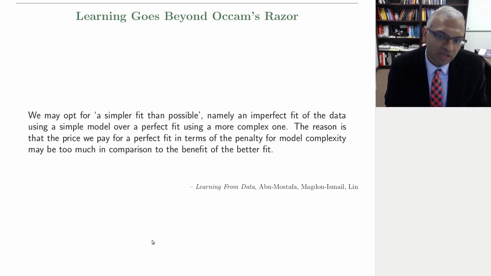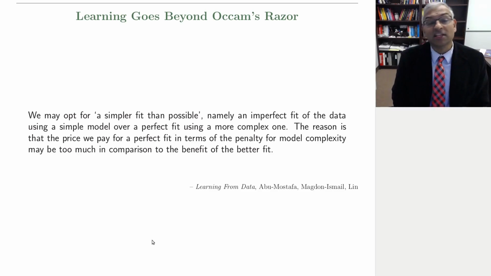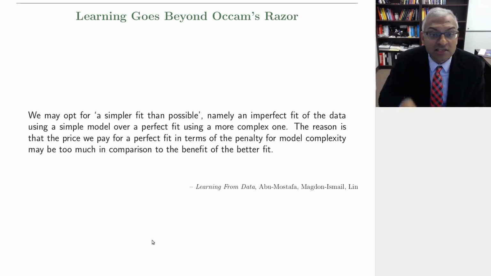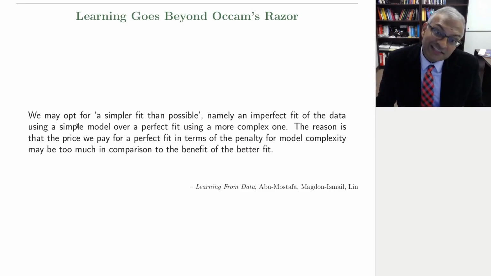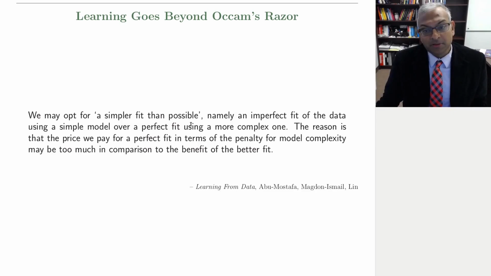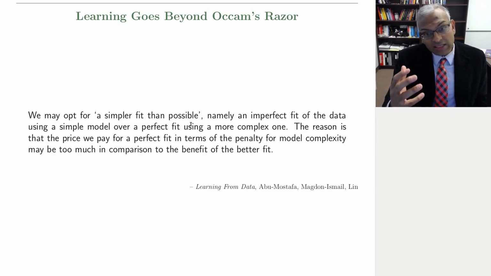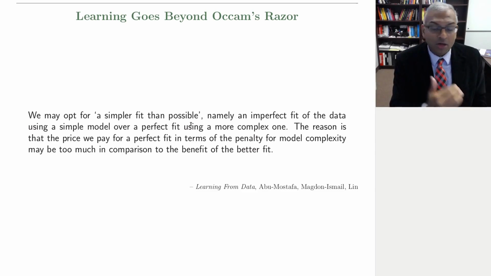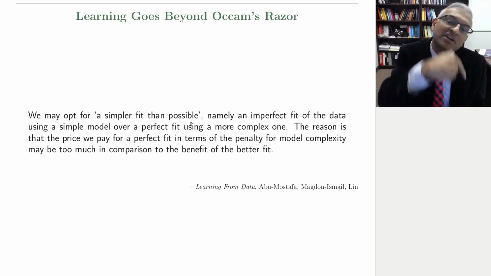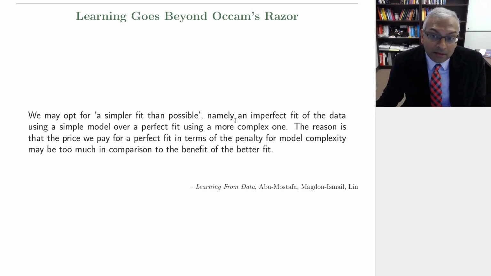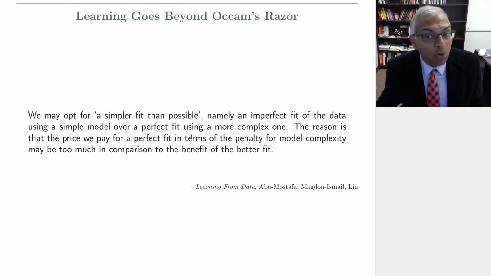Our goal is to get the out-of-sample error small. Okay? And so, in order to get the out-of-sample error small, it's not necessarily the case that we must get in-sample error 0. Okay? And so let me read the quote. We may opt for a simpler fit than possible. Okay? So we may go even simpler than what Occam says. Occam says, go as simple as you can, providing you fit the data. But we may go even simpler. Namely, we will go for an imperfect fit of the data using a simple model over a perfect fit of the data using a more complex model.